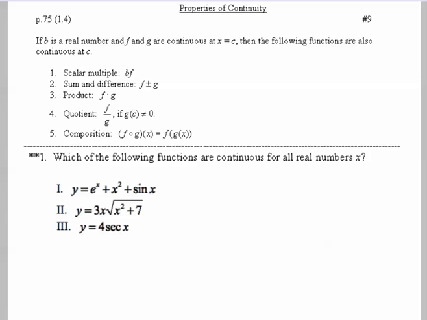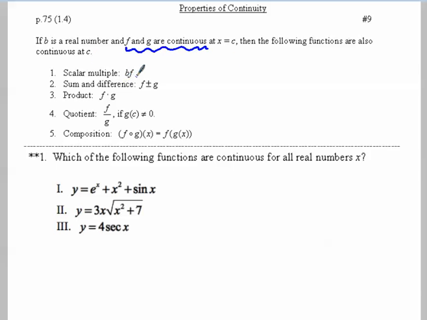In this section, we're going to talk about properties of continuity and apply them. Our objective is to use properties of continuity. So basically in these 5 properties, remember B is a real number, F and G are continuous functions, that's a given. At x equals c, the following functions must also be continuous at x equals c.